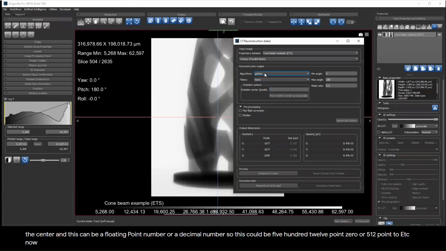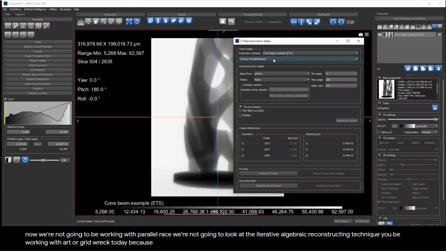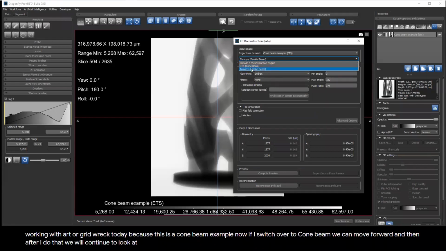Now, we're not going to be working with parallel ray, so we're not going to look at the iterative algebraic reconstruction technique. You can see that you can input a number of iterations here. We're not going to be working with ART or GridRec today because this is a cone beam example. Now, if I switch over to cone beam, we can move forward, and then after I do that, we will continue to look at the parameters down below.